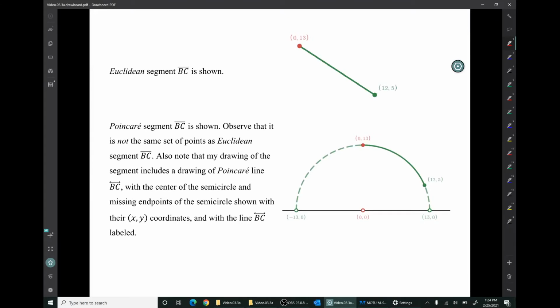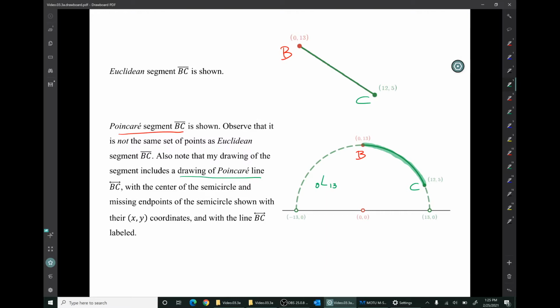Euclidean segment BC is shown here. Poincare segment BC is shown here. So here's point B, and here's point C. Notice that this is not the same set of points as Euclidean segment. The Poincare segment is this chunk of points. Now notice that my drawing includes the Poincare line for clarity. So this dotted thing is the Poincare line, and I really should include the description of that line. So this is the semicircular shape with center at (0, 0) and radius 13.